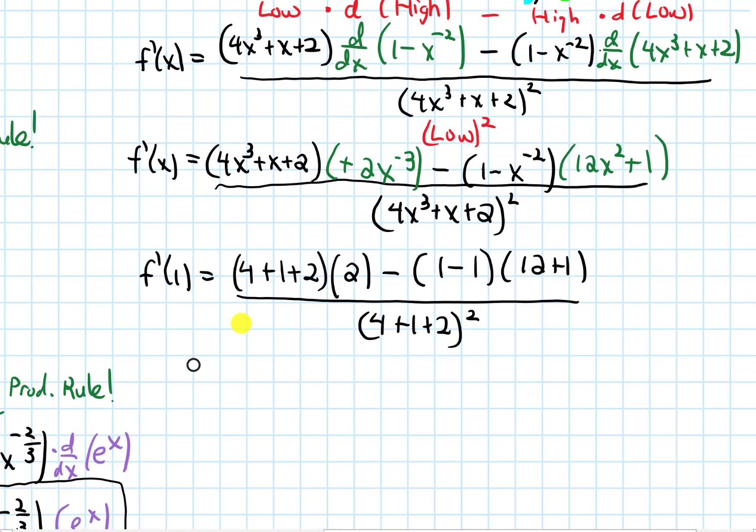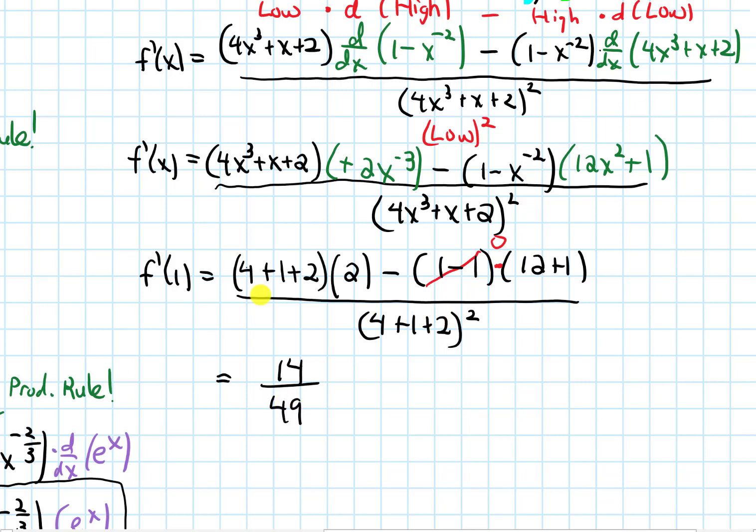All right. So the nice thing is that 1 minus 1 is 0, and 0 times anything is just going to be 0. So what we're left with, 4 plus 1 plus 2, that's 7. We get 7 times 2 on the top, which is 14. On the bottom, we get 7 squared, which is 49.